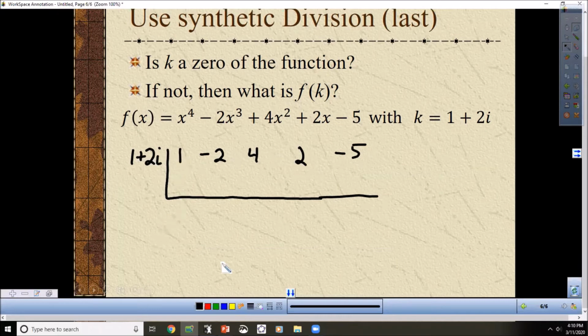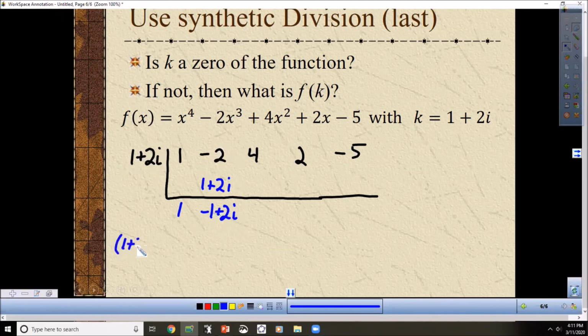Add 1 plus nothing, and I get 1. Multiply the complex number 1 plus 2i times 1, and I get 1 plus 2i. Now I need to add these up. Well, the real parts, -2 and 1, add up to -1, and the imaginary parts add up to positive 2i. So we add that real number to that imaginary number. This is what we get.